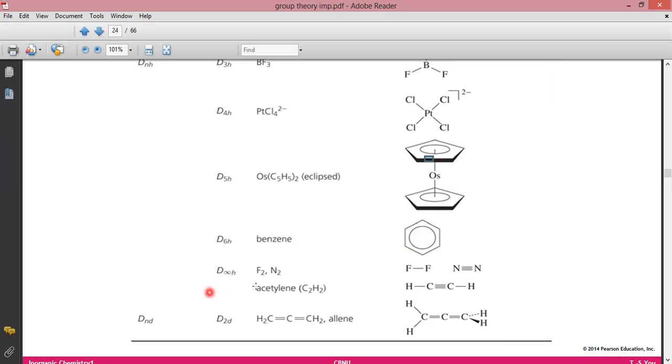Okay, D infinity H: the F2 molecule, N2 molecule, and also the CO2 molecule. Yes, C2H4, acetylene molecule, has D infinity H point group. I think there are enough examples. If you focus on these examples, you don't need to bother about other examples.